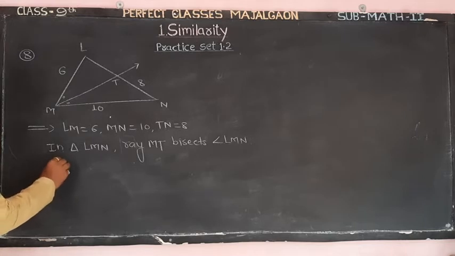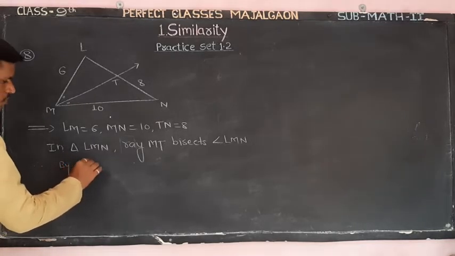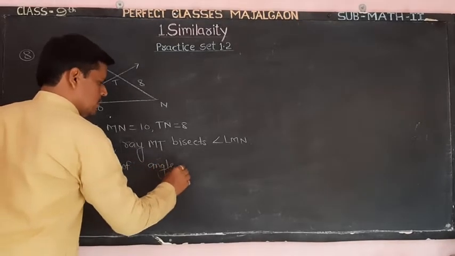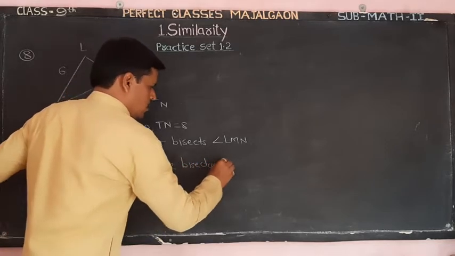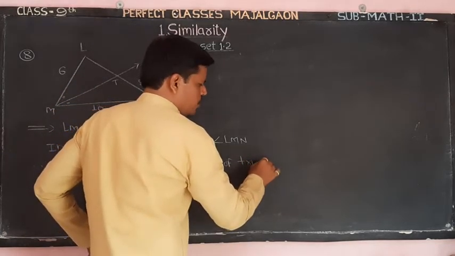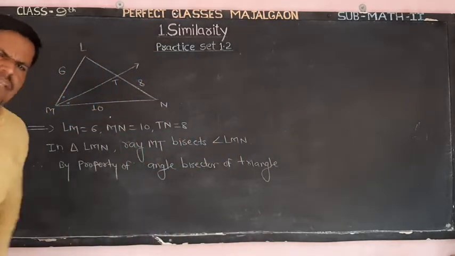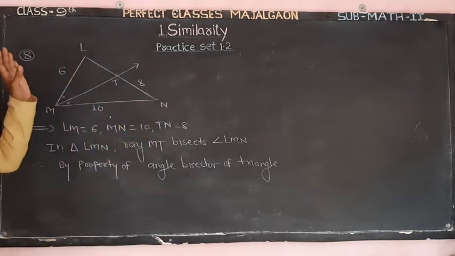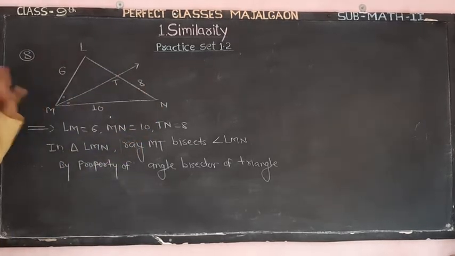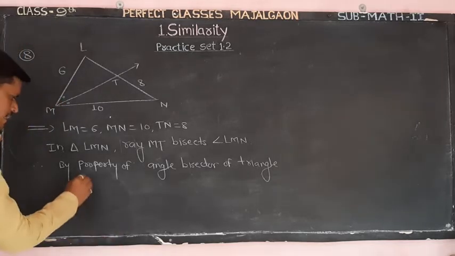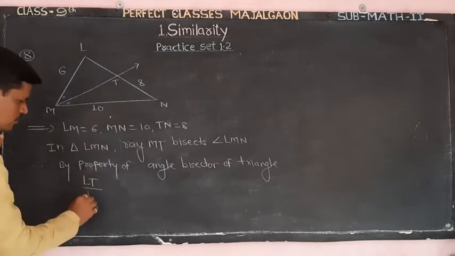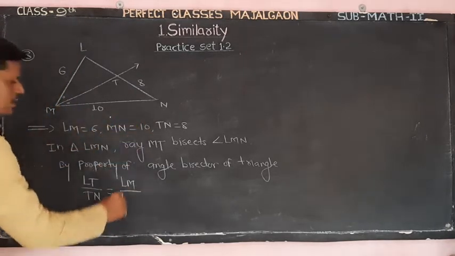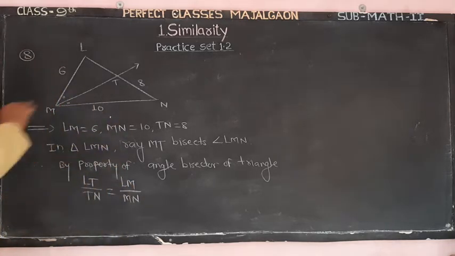Therefore, by the property of the angle bisector of a triangle. What is the property? The property says that the angle bisector of a triangle divides the opposite side to that angle in the ratio of the remaining sides. Therefore, we write LT upon TN is equal to LM upon MN. Now we substitute the values in this.